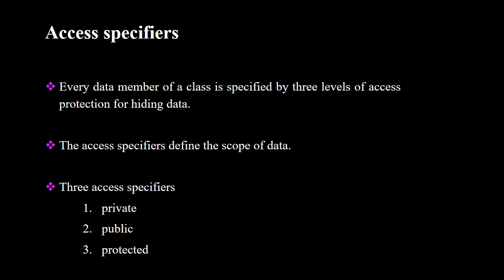Access specifier defines the scope of data. It provides protection to data members and member functions of a class. Different types of access specifiers are private, public, and protected. Now we will see the meaning of each access specifier and how it is accessible in a class.